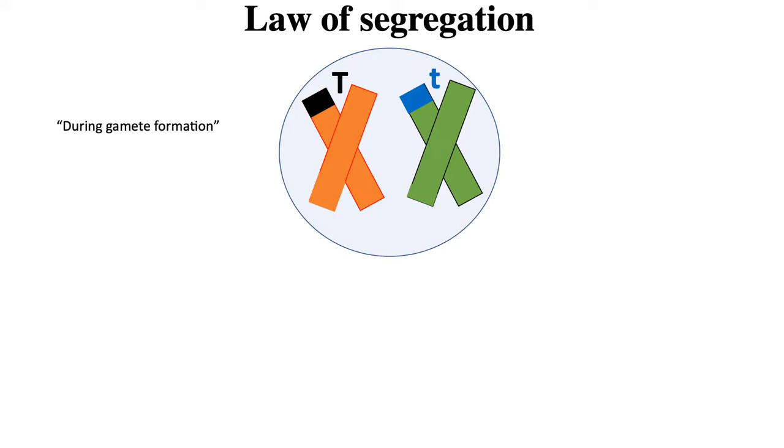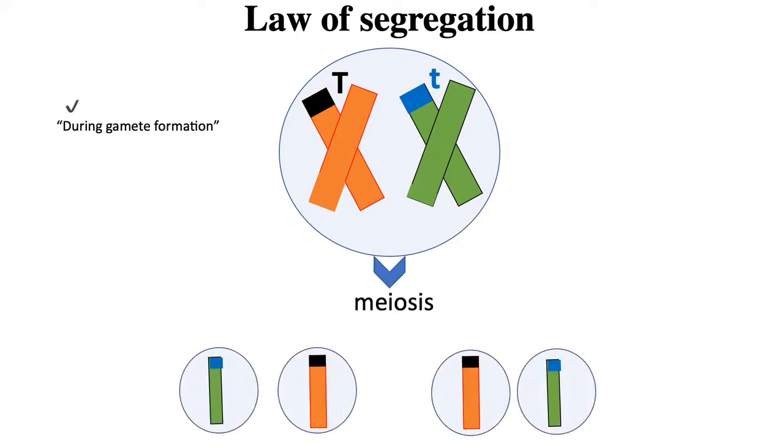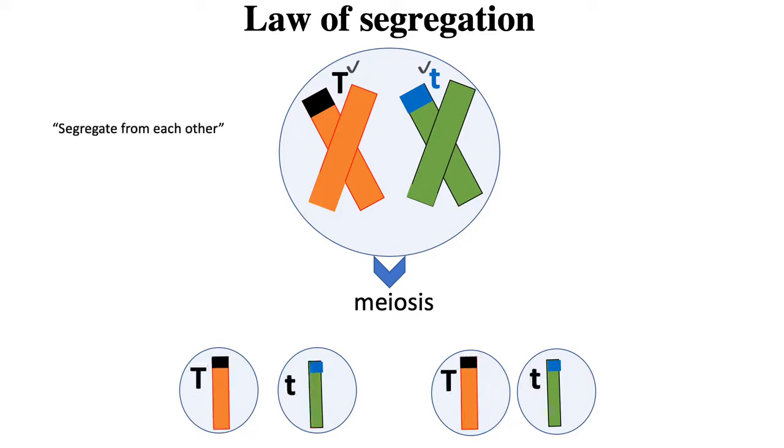Remember that the first part of the law of segregation says during gamete formation. This is the process of meiosis, and as you remember, meiosis is the type of cell division which gives us four cells with half the number of chromosomes. The second part of the law of segregation says the alleles of each gene. Here we are referring to capital T and lowercase t. The next part states that they segregate from each other. This means the alleles will separate. They will not remain together in the process.